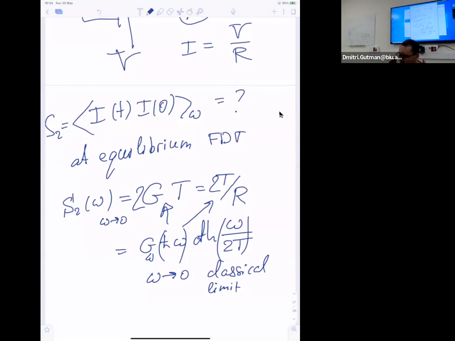So that is what must happen at equilibrium. Therefore, if you're interested in equilibrium fluctuation, all you need to do is measure the linear response conductance, and then you know what the intensity of fluctuation of the current will look like. However, beyond equilibrium, this relation does not hold.